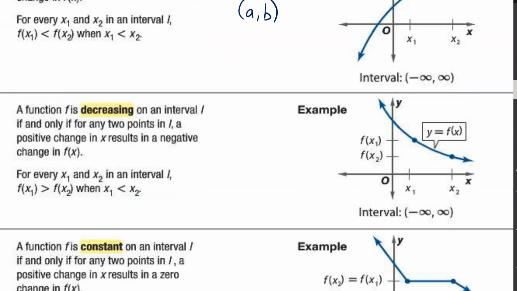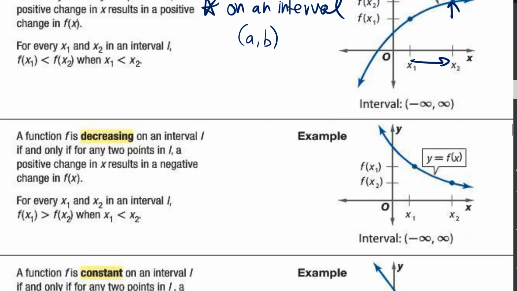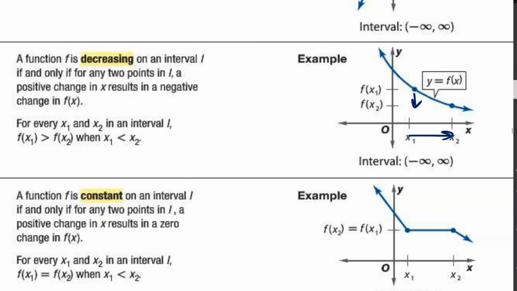A function is decreasing on an interval if and only if a positive change in x. So meaning, as you go left to right, we always read the graphs left to right. As we go left to right here, we see y is going up. As we go left to right here, we see y is going down. That's a decreasing interval. Versus if I'm going left to right between my x's and I'm not changing y, that's a constant. This is trying not to be tricky. It should be mostly common sense.